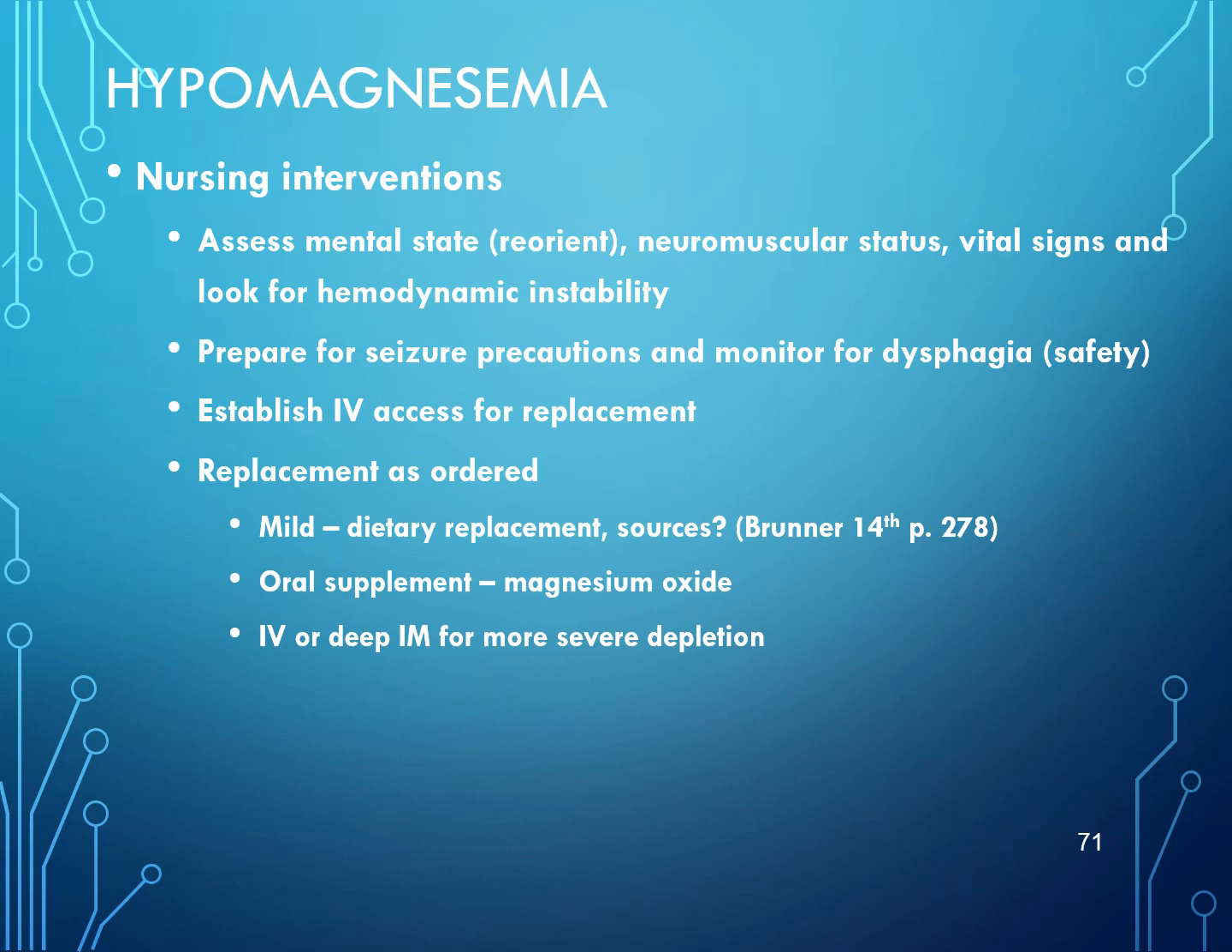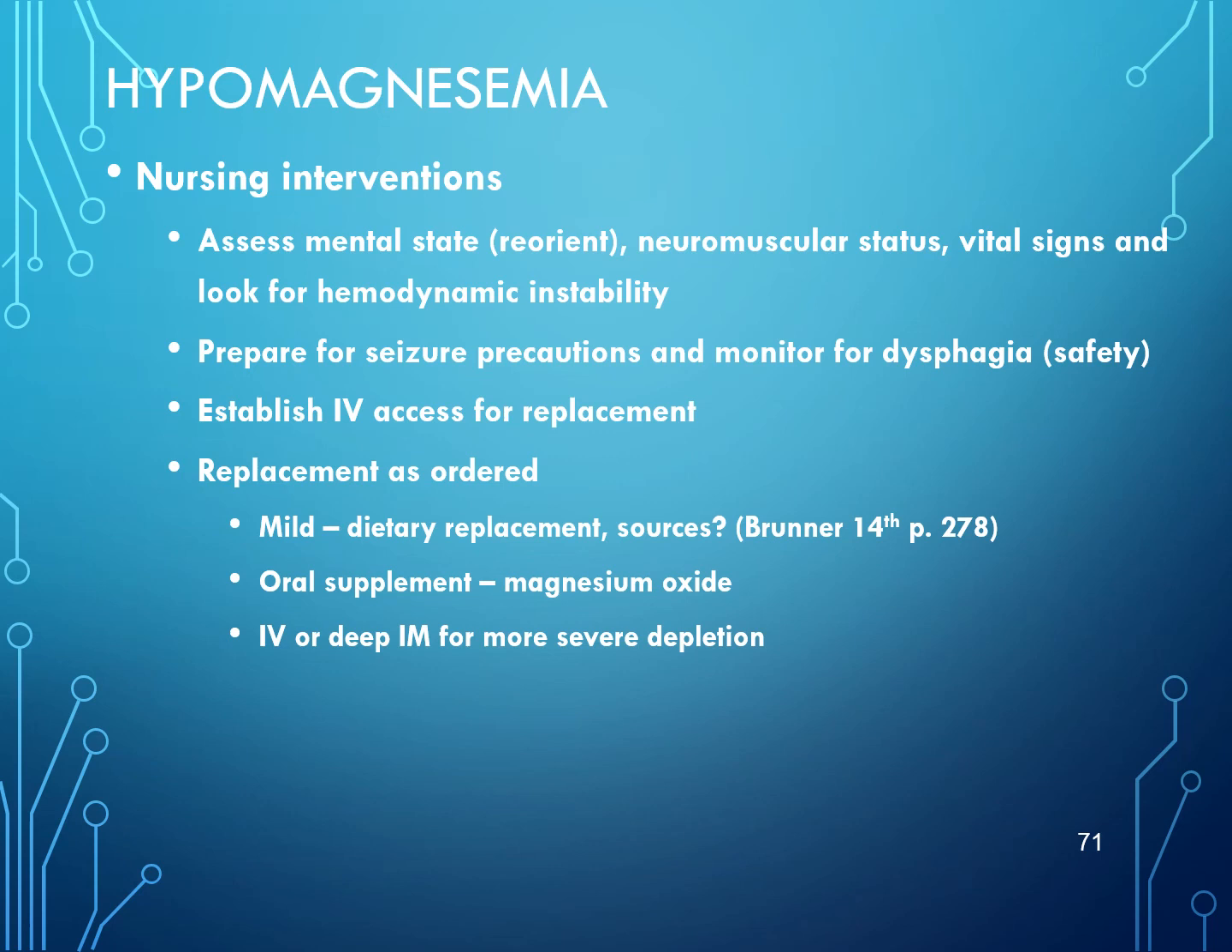Okay, so at this point, we identified a client with hypomagnesemia, and we need to do something about it. So what are our interventions? We're going to assess the mental state and reorient as needed because they can be very anxious. So you actually really want to reassure and reorient as needed. We want to check their neuromuscular status, monitor vital signs, and look for hemodynamic instability. And as I said, make sure to reassure the client to decrease their anxiety level. We want to prepare for seizure precautions and monitor for dysphagia. We're watching that airway and we are looking at that for safety.